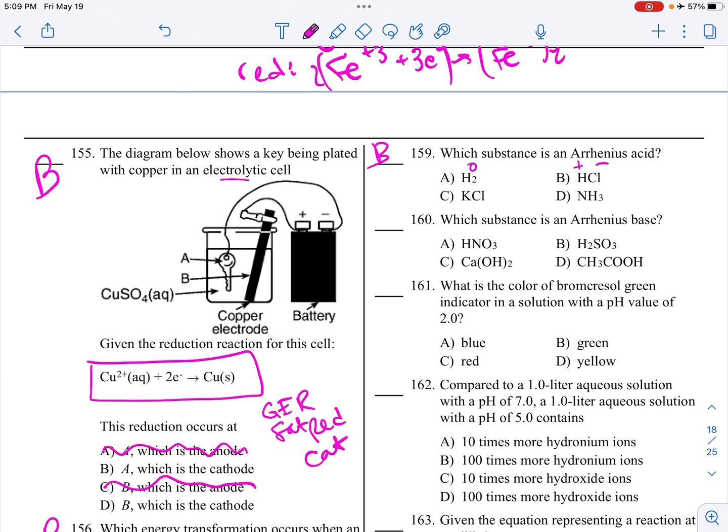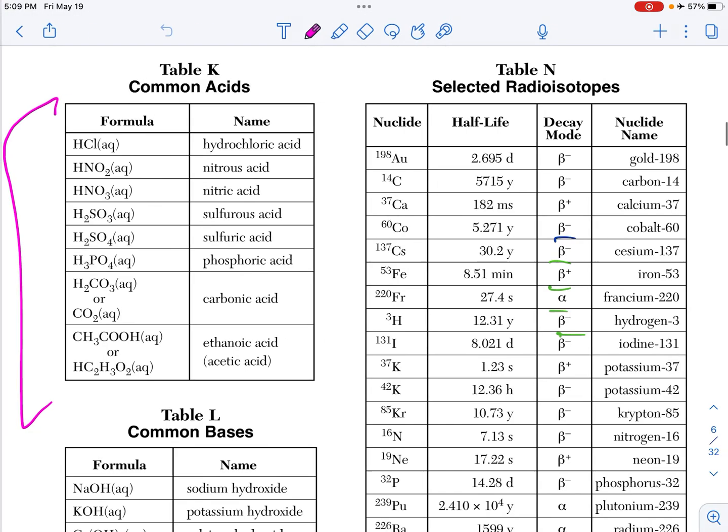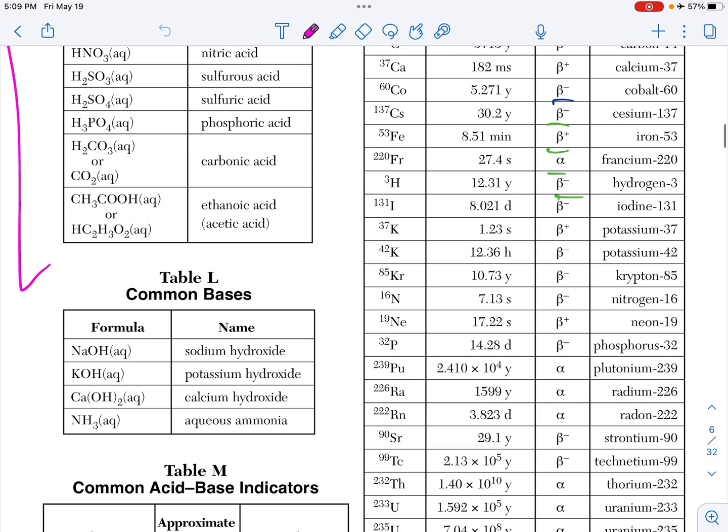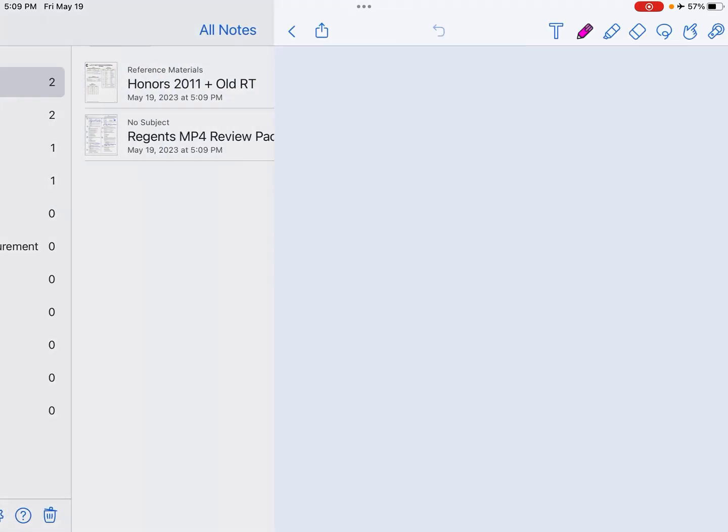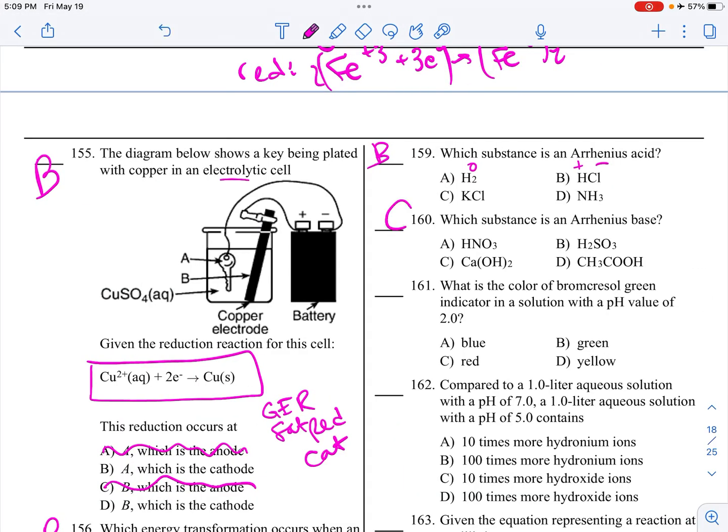160 is asking for an Arrhenius base. So you're looking for something that's on table L. You find calcium hydroxide. That is a choice. You choose it. Be aware that Arrhenius bases have hydroxide. This looks like hydroxide, but this whole thing is an organic acid. It's also on table K though, so you shouldn't have to worry about it.